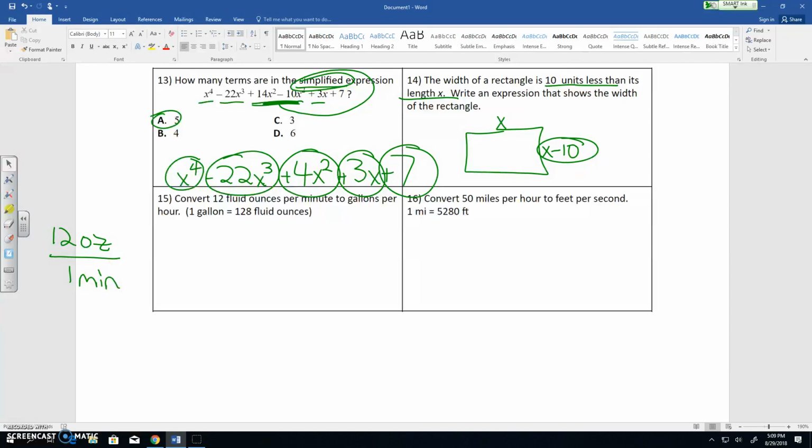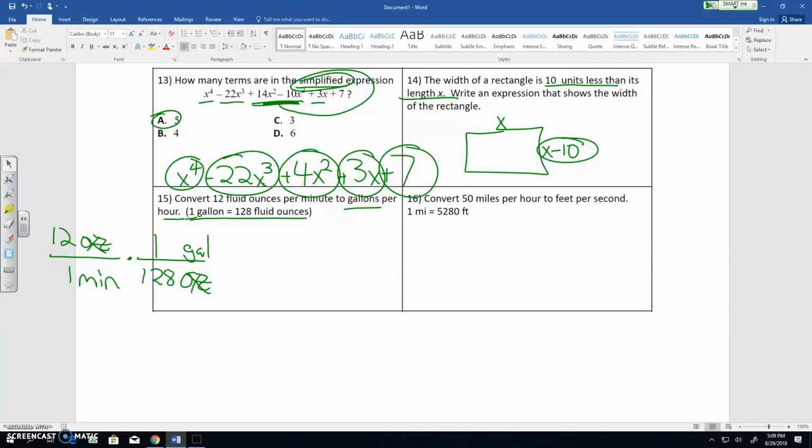So we've got to change this to gallons on top and hours on bottom. So we'll start with the gallons. To change ounces to gallons, we put ounces on bottom, and it told us 1 gallon is equal to 128 fluid ounces. So ounces can go to gallons. So for ounces, we've got 128. For gallons, we have 1. Ounces will go away. So now we've got the gallons on top.